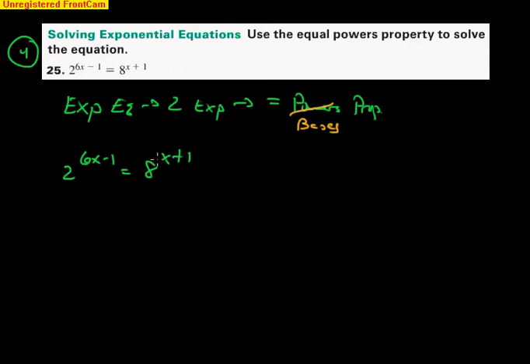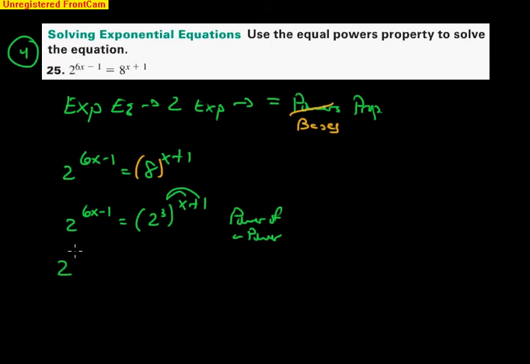I believe that I can make this 8 become something with a 2 to some power. 2 to the 6x minus 1 power equals, 8 is 2 to the 3rd. Right? 2 cubed is 8. With that x plus 1 on the outside. And now this is a power of a power problem. I must multiply the 3 to both of those pieces of that exponent. So 2 to the 6x minus 1 equals 2 to the 3x plus 3.